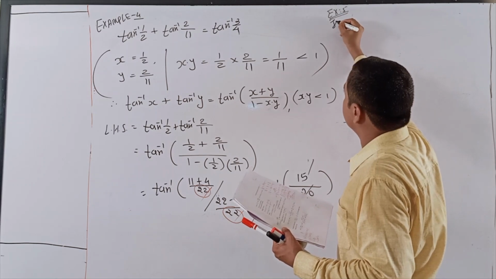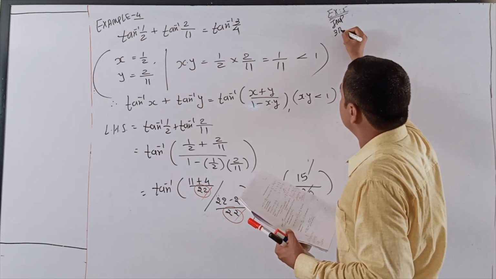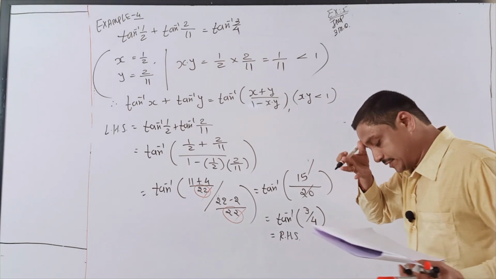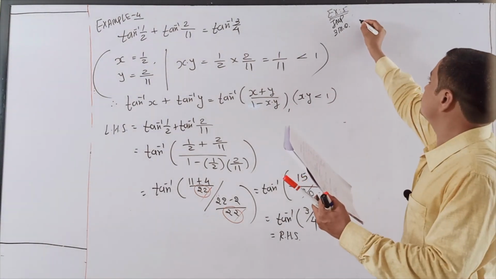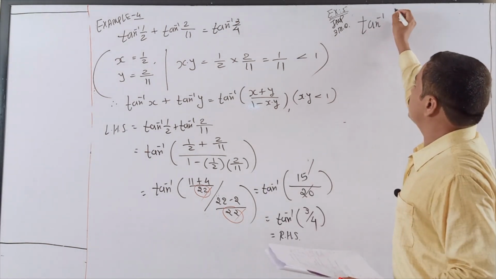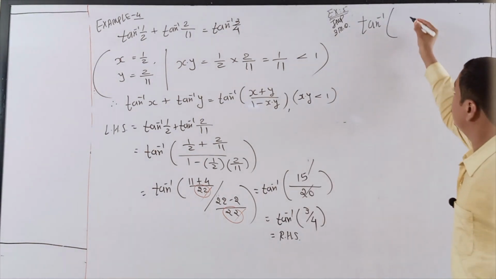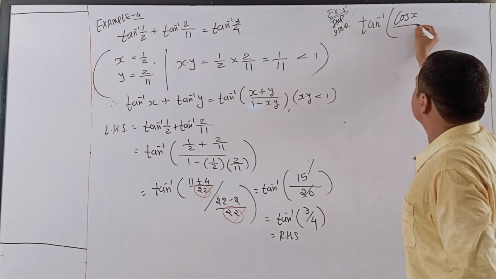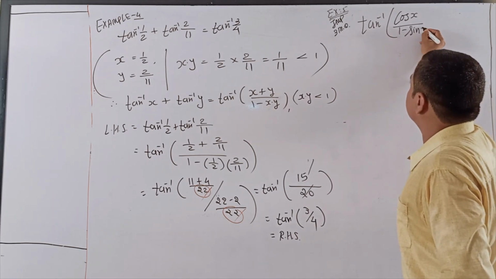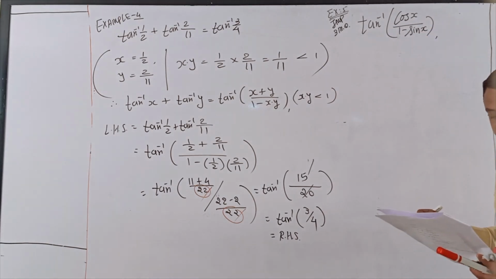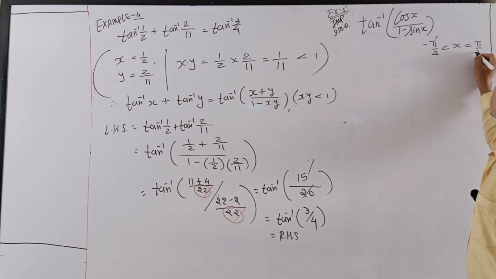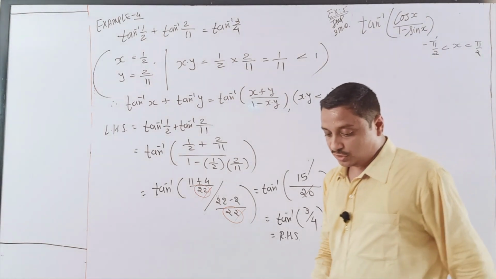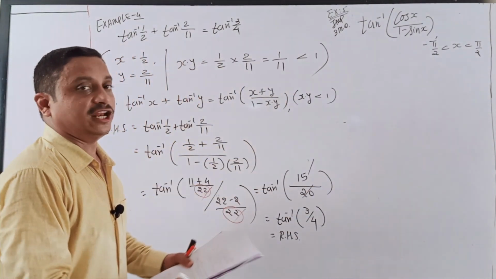Students, this sum is important for a 3 marks question. Express in the simplest form tan inverse of cos x by 1 minus sin x, where the interval is given as minus 90 to 90. Yes students, in the question the outside function is tan inverse.